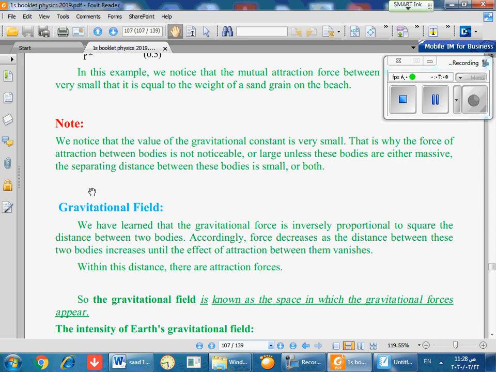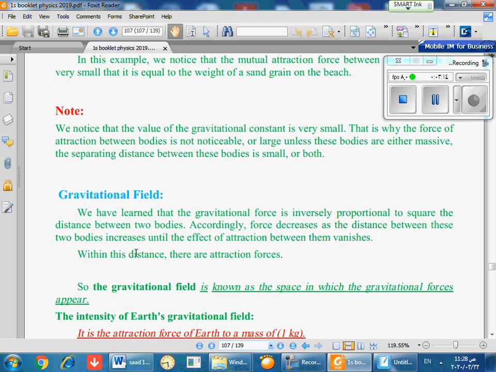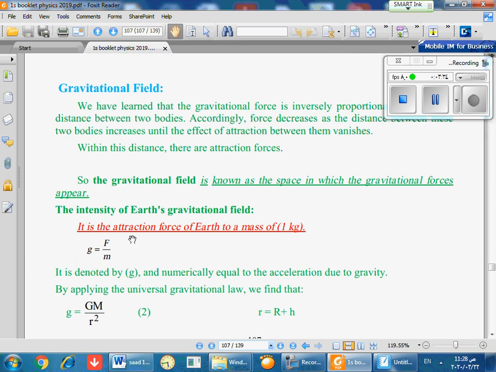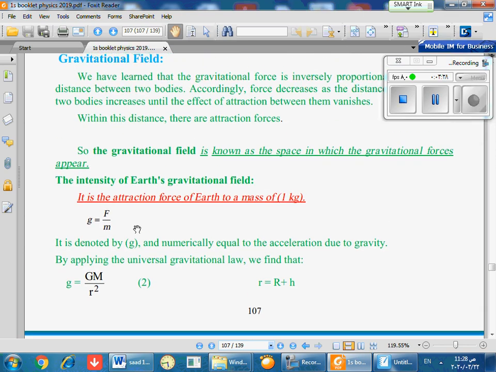Next, we will talk about the gravitational field. As you know, each mass has a gravitational field. Each mass can attract another mass by a force, so it has a gravitational field. This gravitational field means any object inside this field can be attracted towards this mass. The gravitational field intensity is measured by the gravitational acceleration g.